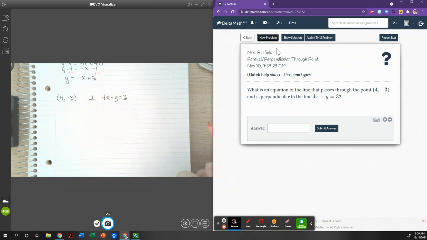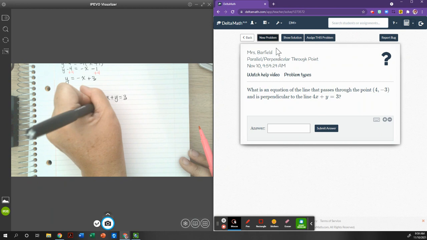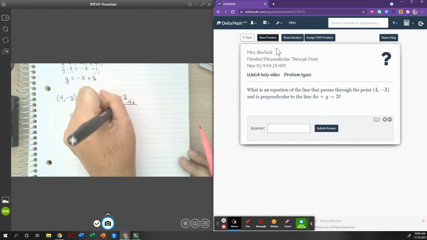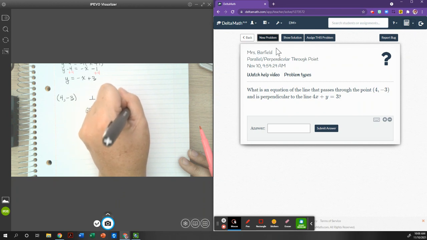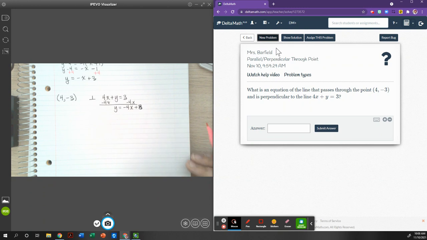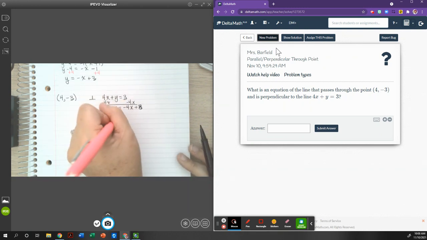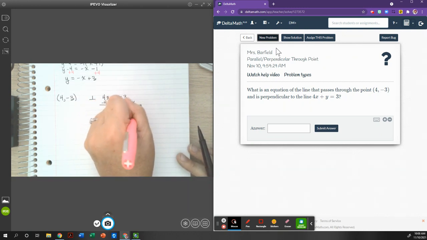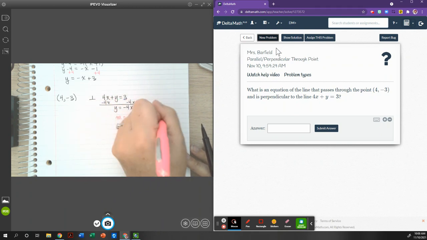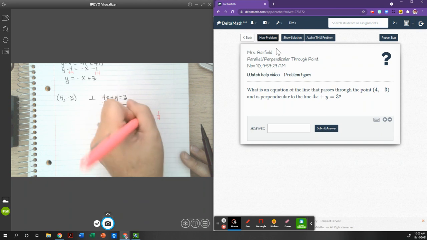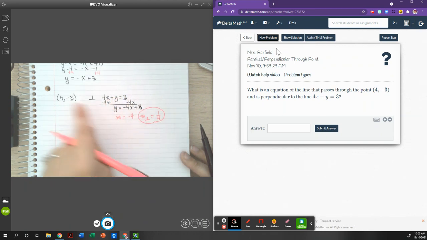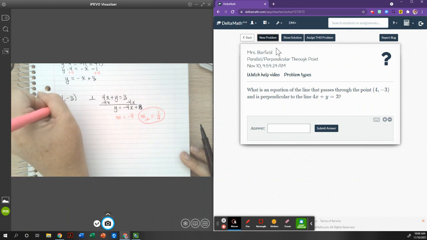So I'm going to solve this for y. So I'm going to subtract 4x. So I get y equals -4x plus 3. That's a 3 there, sorry. So my slope is -4. So my perpendicular slope is now positive 1 over 4. So that's my slope that I'm going to use. This is my x1 and y1.